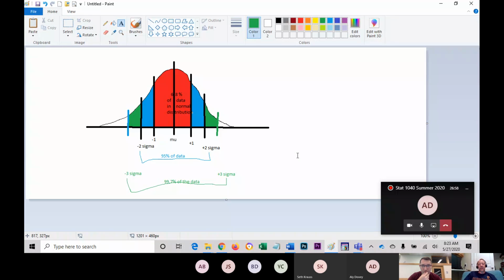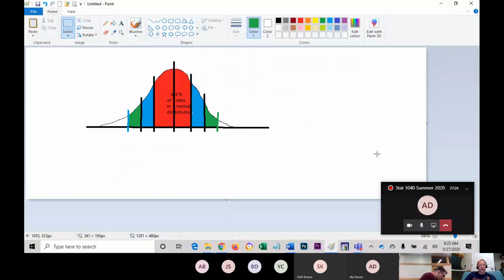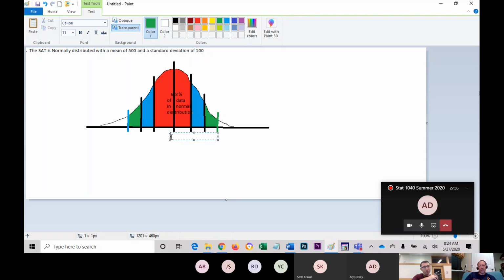Okay. So I could actually draw that on here. I'm going to remove all of these values here. And so if we know that the SAT score, I'm going to copy that. The SAT score is normally distributed with a mean of 500 and a standard deviation of 100. You can draw this on here, and if this is your mean score, I've got a mean of 500 and a standard deviation of 100.